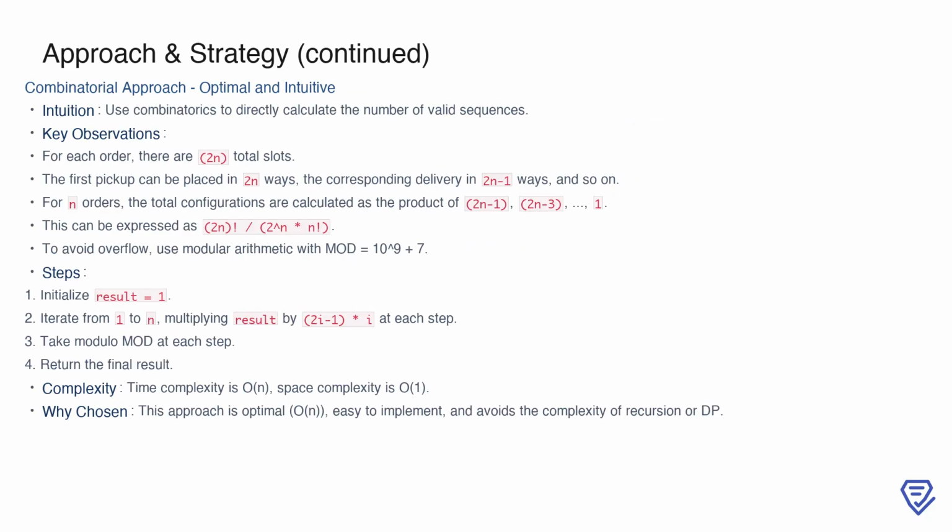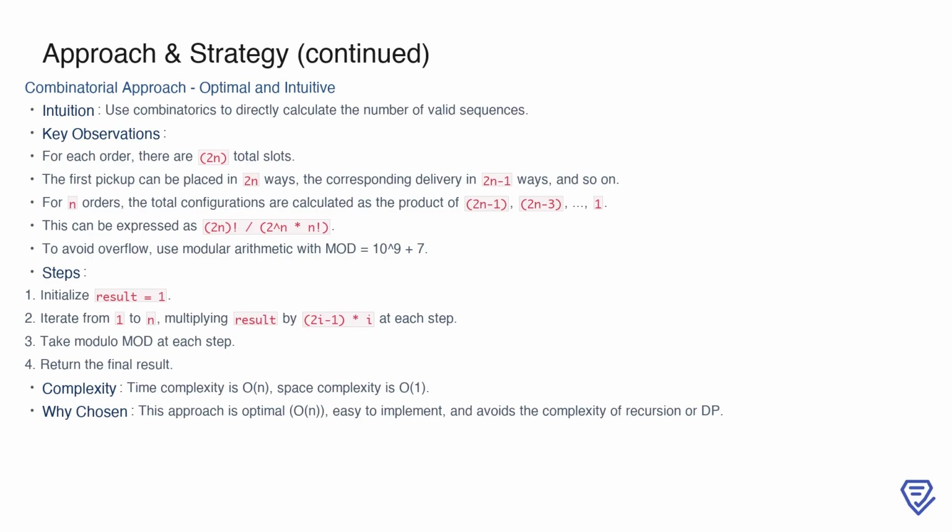The combinatorial approach simplifies the problem significantly while maintaining optimal efficiency. Here, we use mathematical reasoning to directly compute the number of valid sequences. For n orders, there are 2n slots in total.